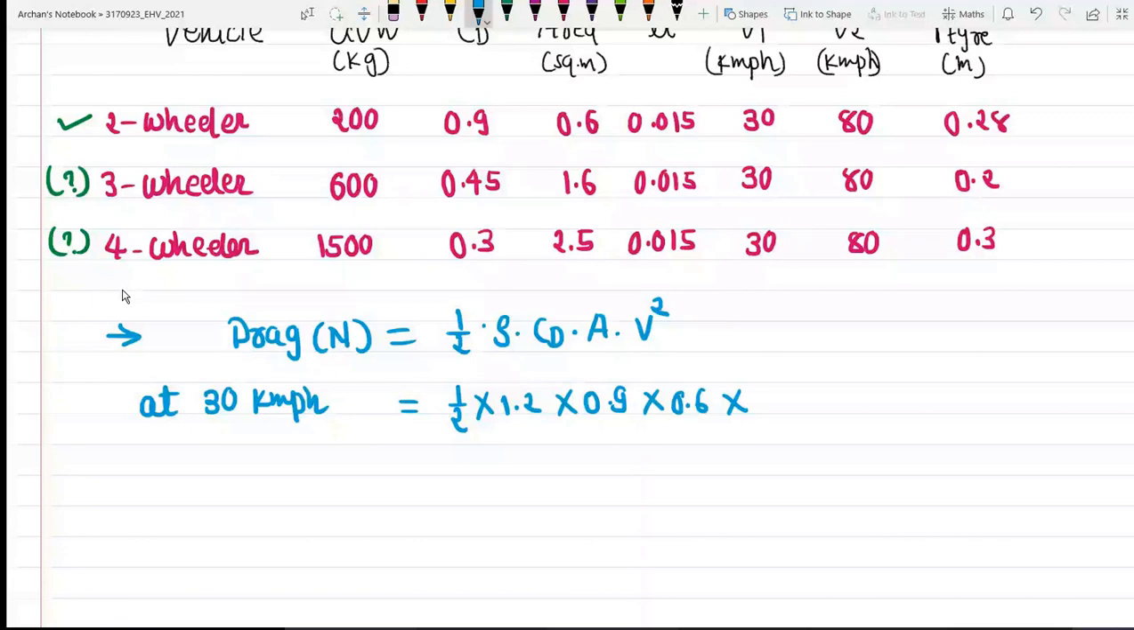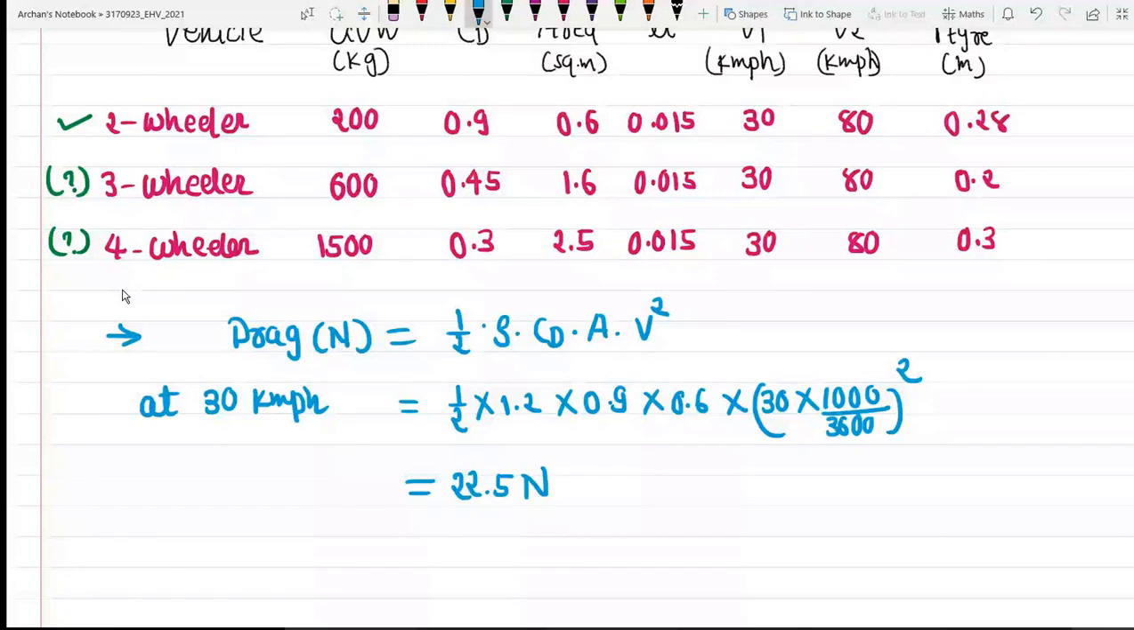Now whenever the speed is given to you in kilometer per hour, we need to convert it into meter per second. So 30 into 1000 divided by 3600, whole square. Upon solving, you will get 22.5 Newton. This is the aerodynamic drag generated by the vehicle. Whatever motor force will be generated, the tractive force should be greater than this value. This is only the drag.